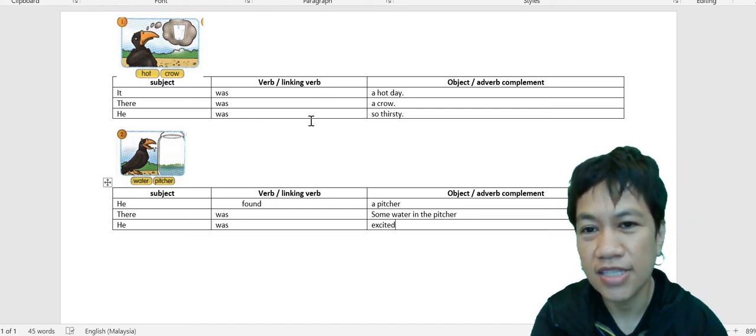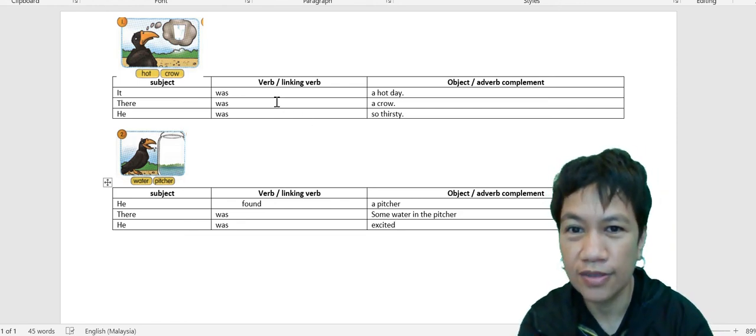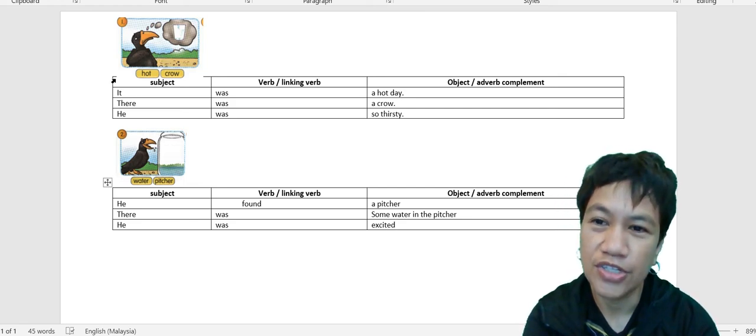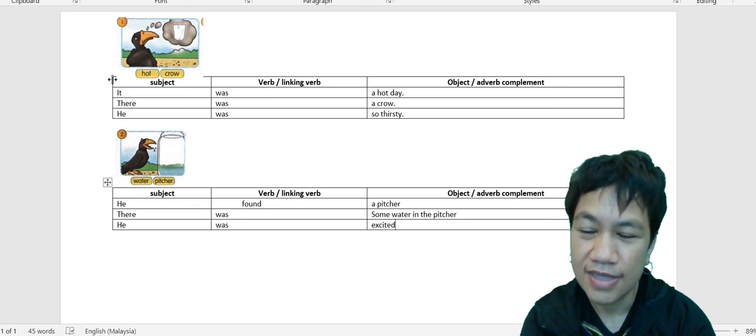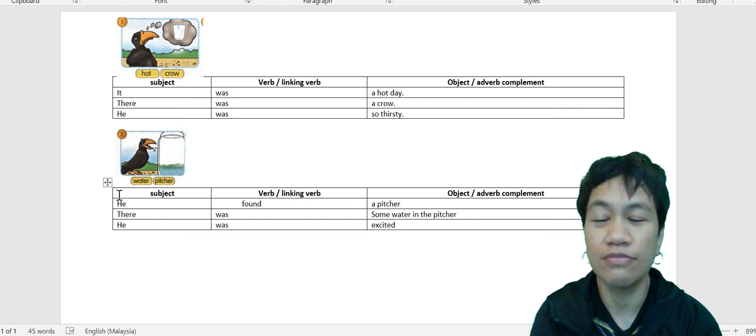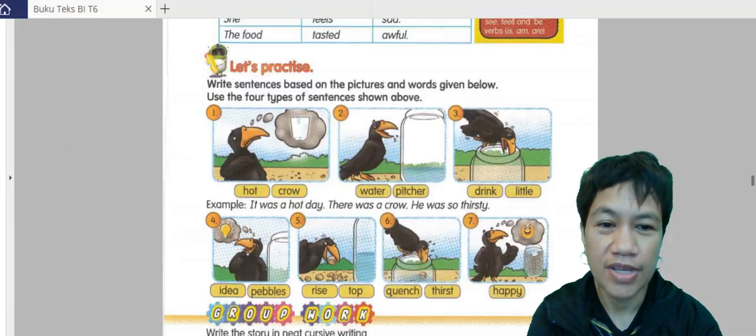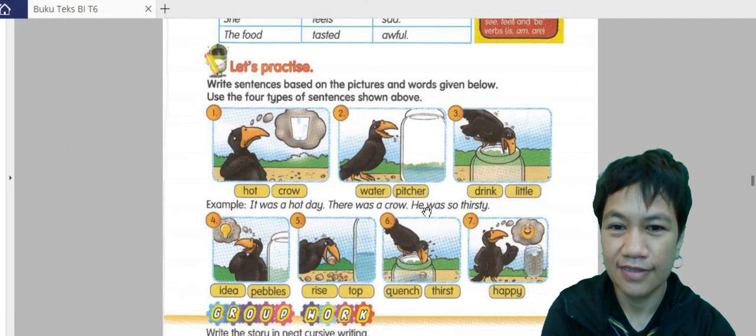Okay, in your exercise book, in your composition exercise book later on, you draw this table. So you don't have to draw the picture, you just put the number. This is number 1. This number 1 refers to picture 1 and this is number 2. So you don't have to draw the picture. And continue until number 7. Complete the exercise here. Okay?